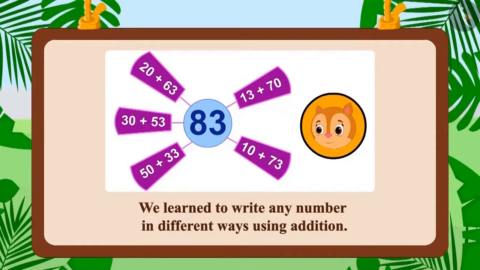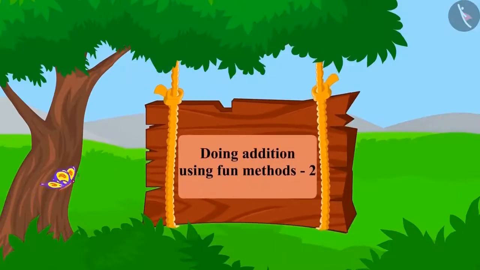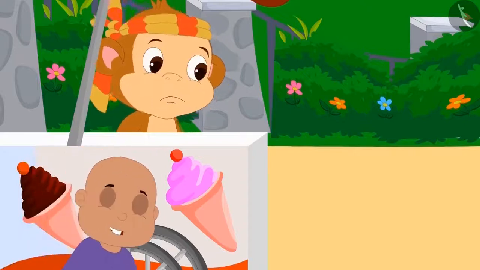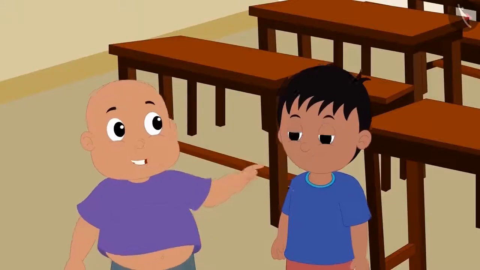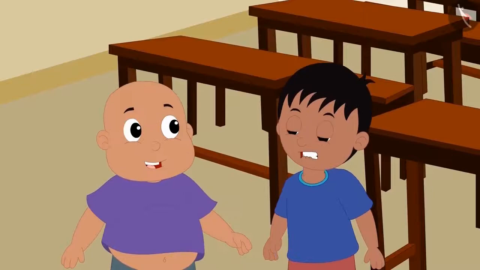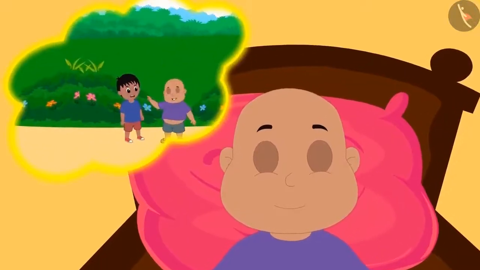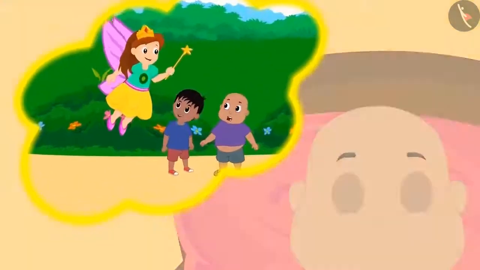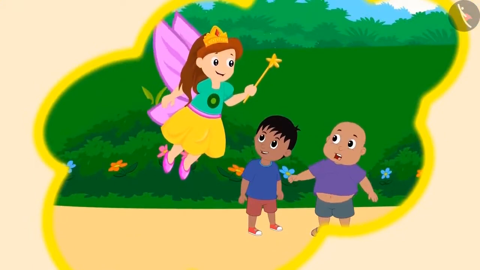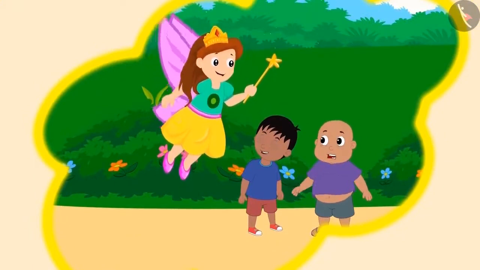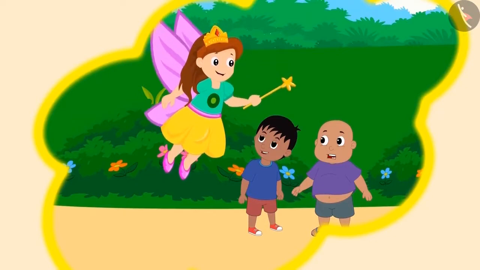Hello children, in the previous lesson we learned to write any number in different ways using addition. In this lesson we will see some interesting examples of it. Bablu does a lot of mischiefs. He often makes fun of other children. One day an angel came in Bablu's dream and told him that if he does not stop his mischiefs, then his nose will grow longer every time he is mischievous.